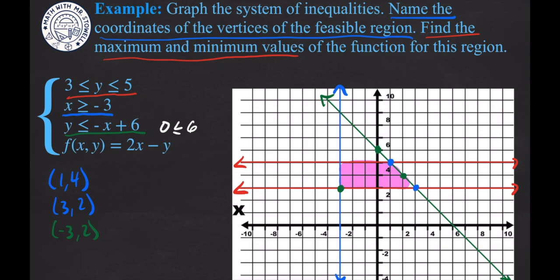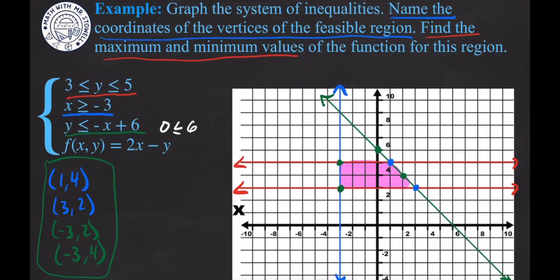And lastly, we have one at -3, 4. So these are our vertices. In order to find the maximum or the minimum value, we need to plug these vertices into our function. So we have our x values and our y values. Remember, ordered pairs always start with x and then the y value.